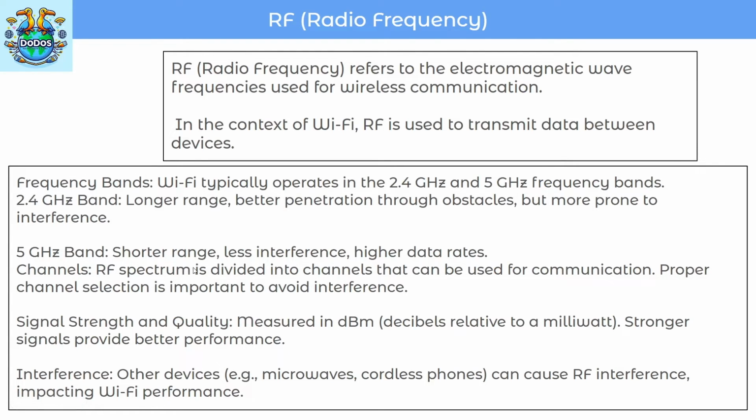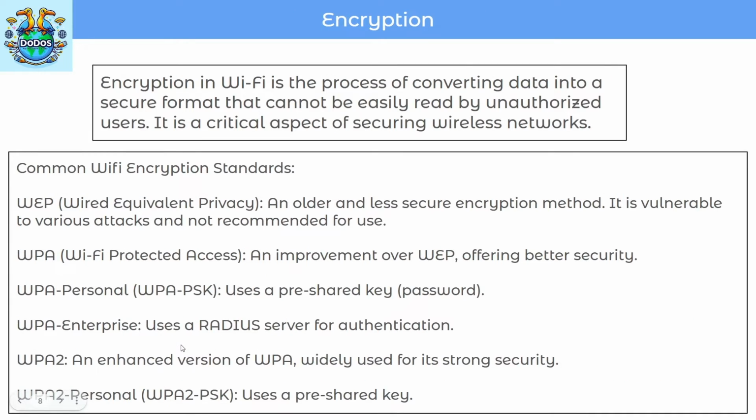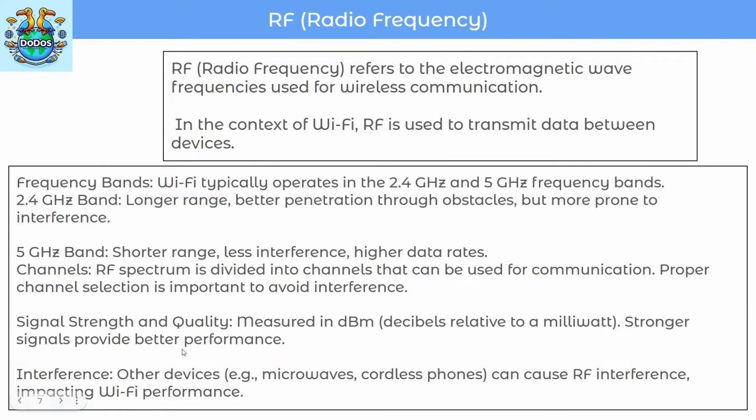The RF spectrum is divided into channels that can be used for communication. Proper channel selection is important to avoid interference. Signal strength and quality is measured in dBm, decibels relative to a milliwatt; stronger signals provide better performance. So that's what signal strength is measured in, dBm, but I don't think you'll need that for the CCNA. It's just extra information. And then quality, it's better, right? And interference: other devices like microwaves and cordless phones can cause RF interference, impacting Wi-Fi performance. So that's mainly on 2.4 gigahertz, because those transmit 2.4 gigahertz waves.